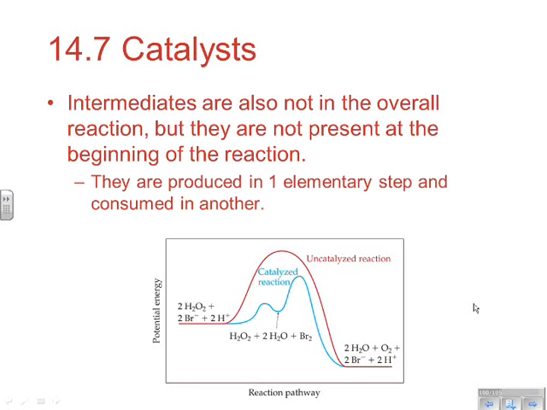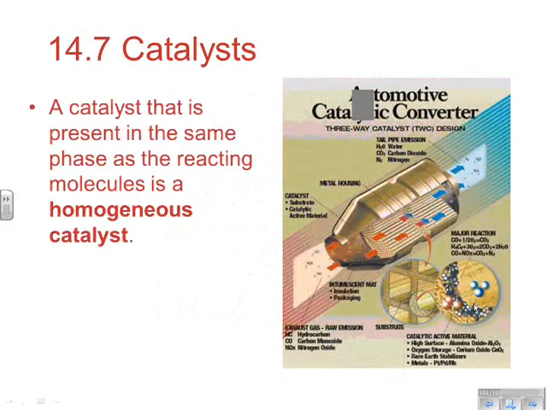Now, intermediates are also not in the overall reaction, but that's because they're not present at the beginning and the end. So you tend to never see them unless you see the reaction mechanism. That's because they're produced in one elementary step and then consumed in another. So you don't see them at the beginning and end.